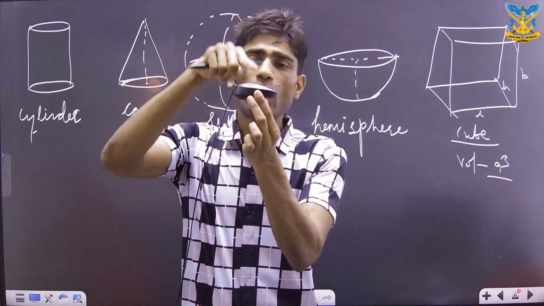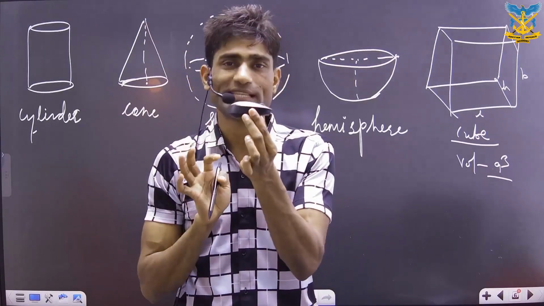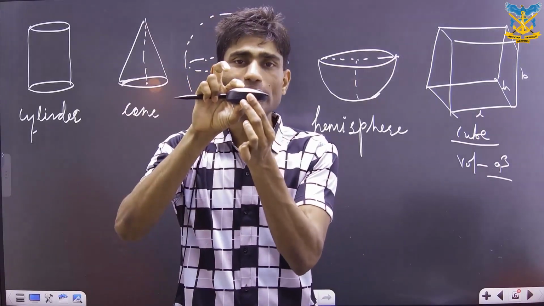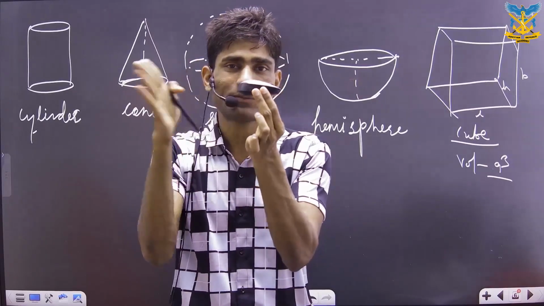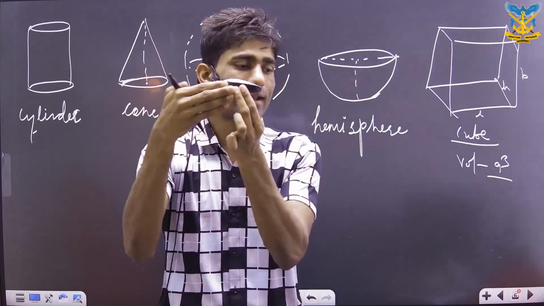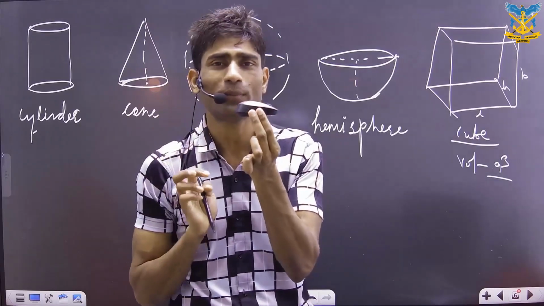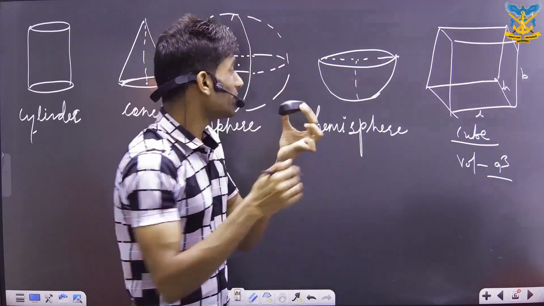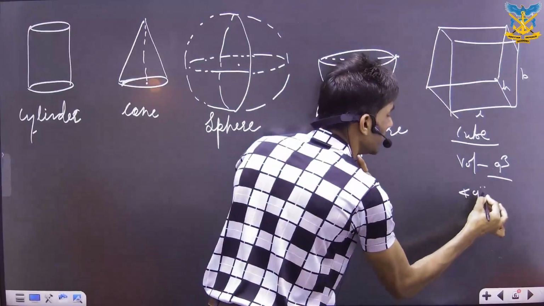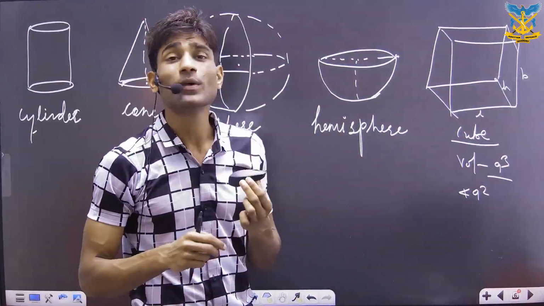Area of the top and area of the bottom we don't have to consider here. This one is not the curved surface. Only the curved surface: first part, second part, third part and fourth part. We have 4 parts of the curved surface area. So that means 4 times a square is the curved surface area for our cube.